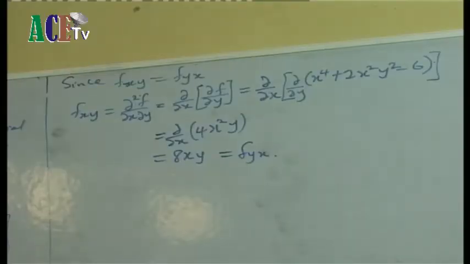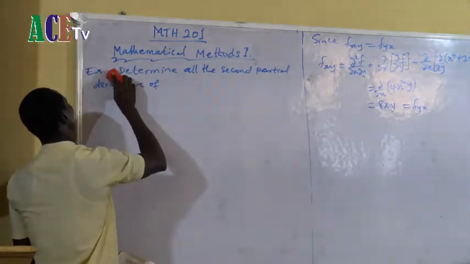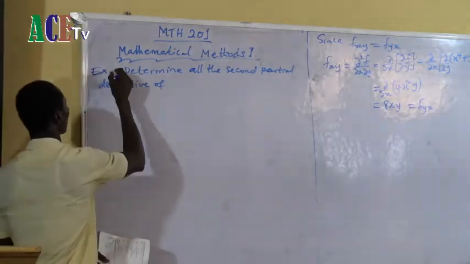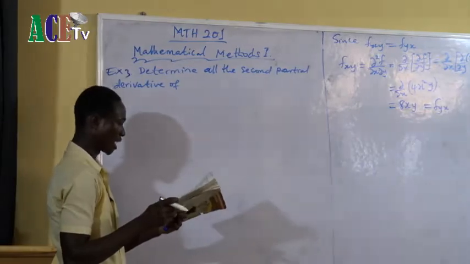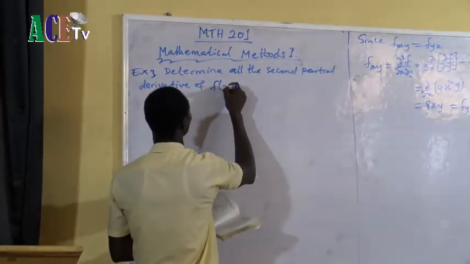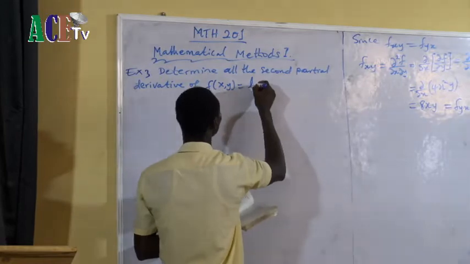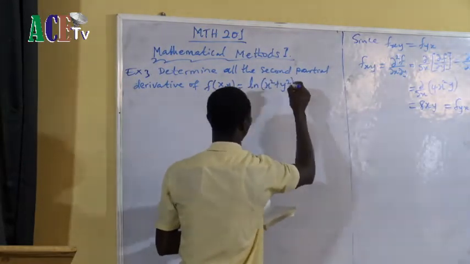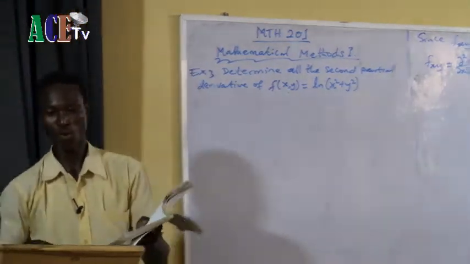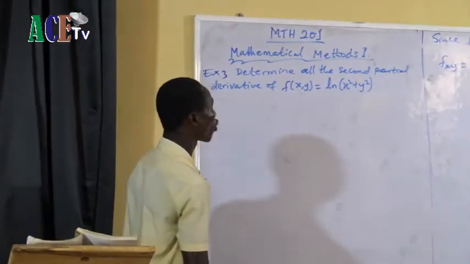Okay, let me go for another question. Let me rush this one. I'll just change the question. I'll call this one example 3. Say, determine all the second partial derivatives of f(x, y) equal to ln(x squared plus y squared). Yes, all the second partial derivatives.